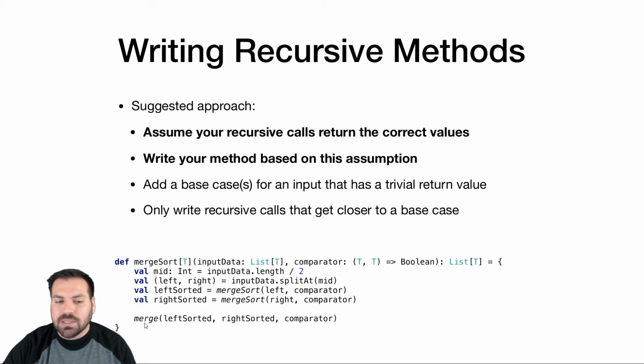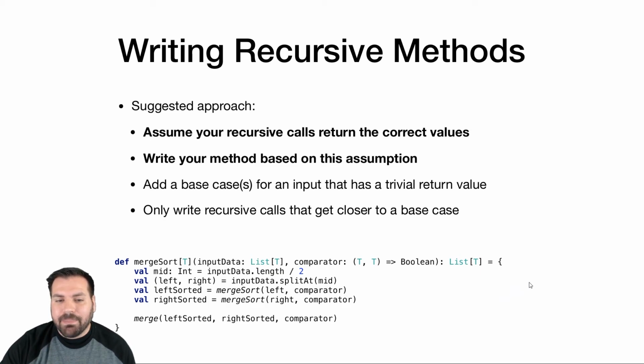So when I write merge, I'm just going to say, well, let's assume that these are in fact sorted, and I need to merge these 2 sorted lists. So if these calls to mergesort are actually correct, these do return the correct values, then I have a fully functioning correct algorithm.